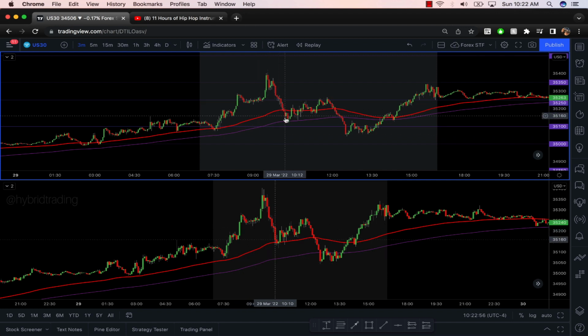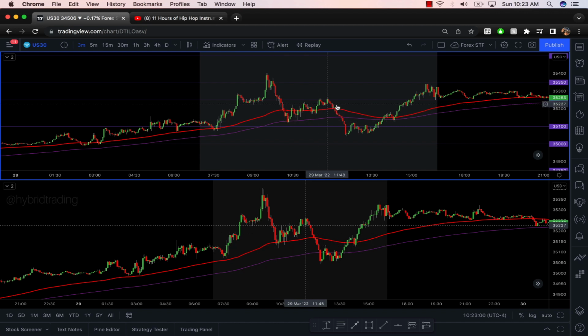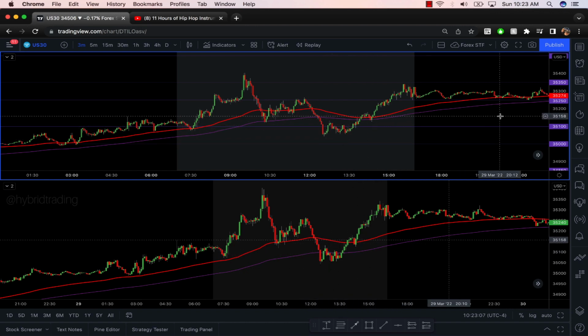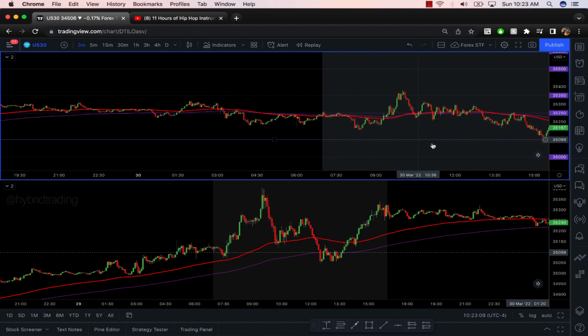So here, there's nothing going on. A reset to the downside. However, EMAs are bullish. Again, here, we reset again to the downside. EMAs are still bullish. There's nothing going on here. Let's carry on to the next day.